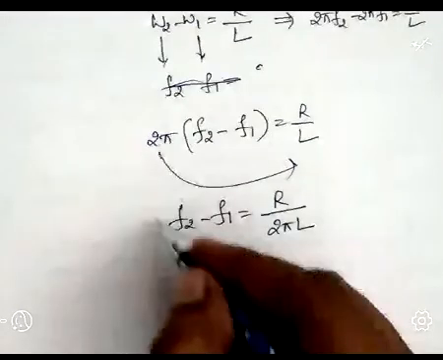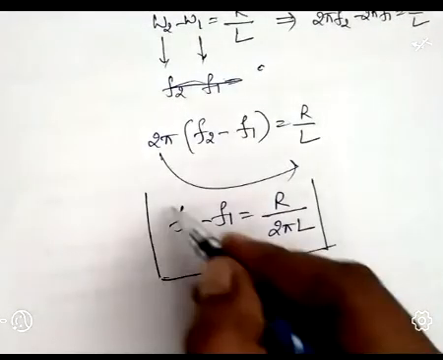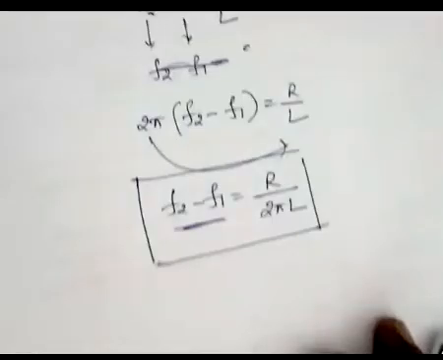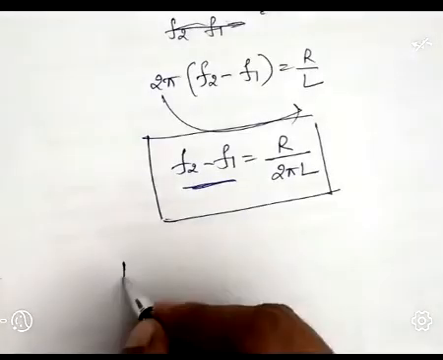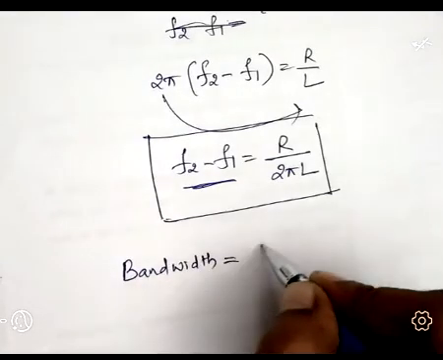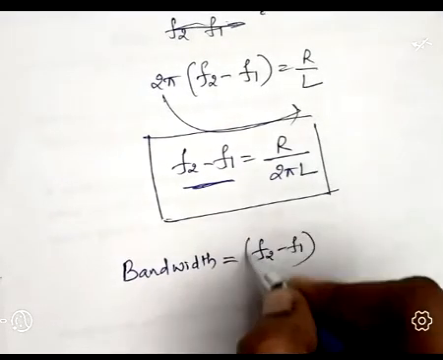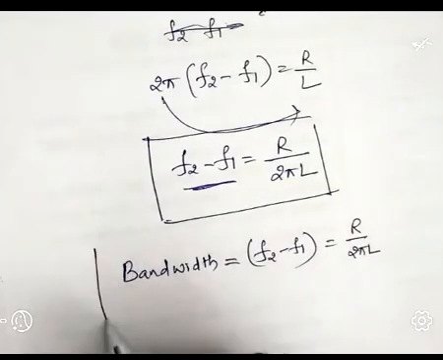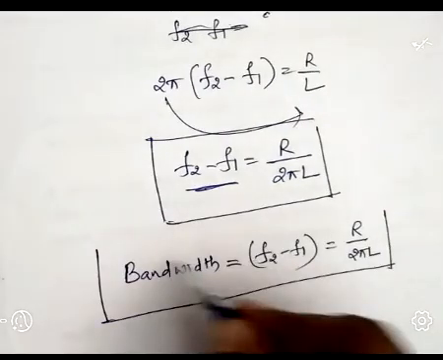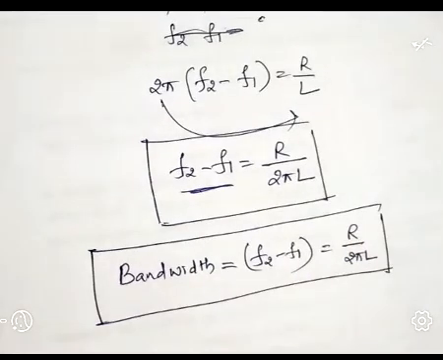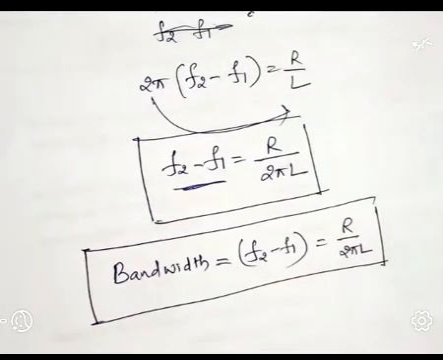So this is a very important equation. f2 minus f1, we already discussed, is nothing but the bandwidth. Hence, what we calculated from this derivation is bandwidth f2 minus f1 is equal to R divided by 2 pi into L. This is the expression for the bandwidth of the series resonance circuit. Let us go for the next topic, that is selectivity. The next topic is selectivity, the selectivity of a resonance circuit.